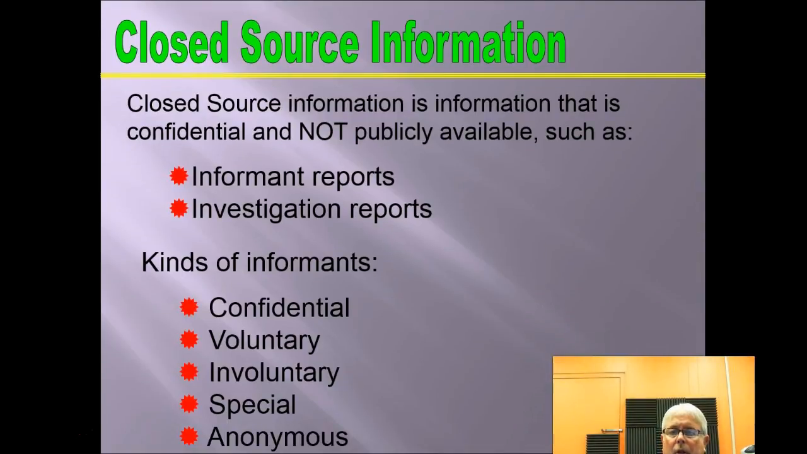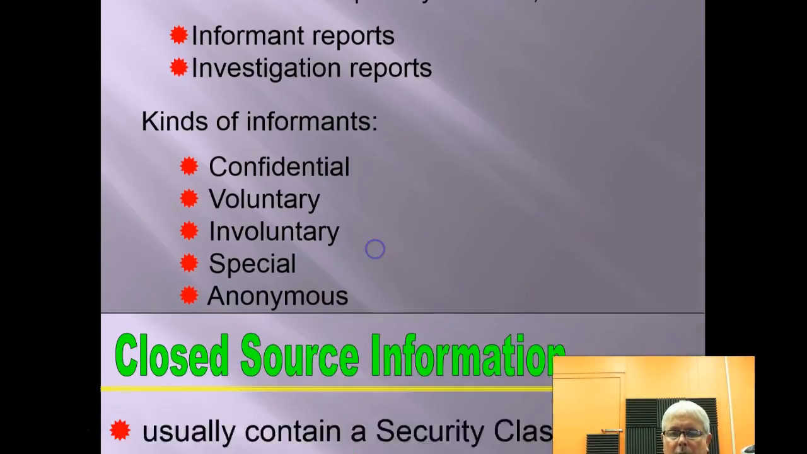Closed source information is information that is confidential and not publicly available, such as informant reports or confidential informants within the criminal justice community, investigative reports, and the kinds of informants: confidential, involuntary, voluntary, special, and anonymous. Sometimes people tell you things and say, look, I didn't tell you this, but that would be an anonymous source, or it would be special, confidential. Voluntary is when people just blurt things out. Under the law, that's called a res gestae statement. And if they blurt it out, well, then you can use it. However, if you're asking them specific questions and they divulge information, you're going to have to decide whether to release that or not. Usually, in hindsight, you really shouldn't release it because it could be embarrassing to the person that told you. And obviously, we don't want that.